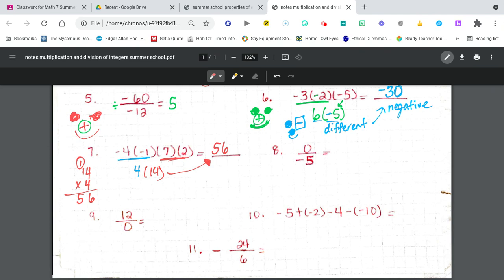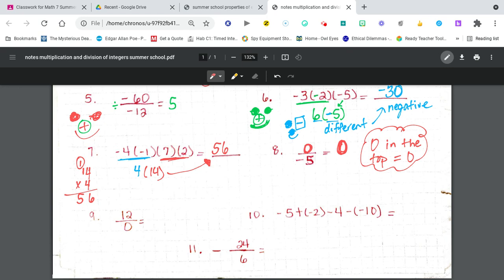Okay, 8 and 9 are special. On 8 and 9, you're either going to end up with 0 or something called undefined, which means it's impossible. All right, so I need you to remember this. Whenever 0 is in your numerator, you're going to end up with 0. 0 in the top equals 0. The top is 0, is the numerator. So when you got 0 in the top, you get 0 as an answer.